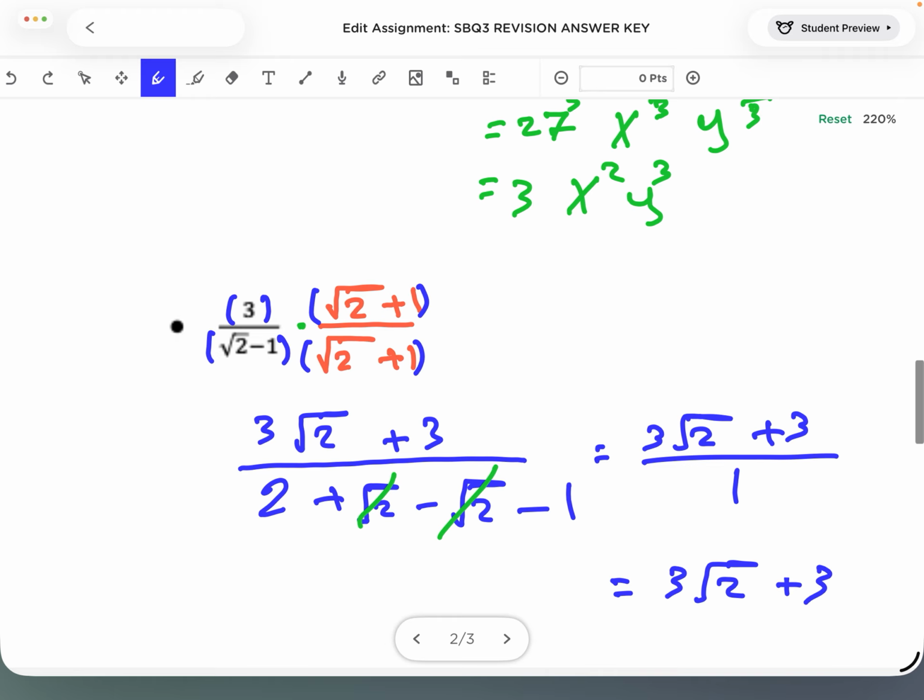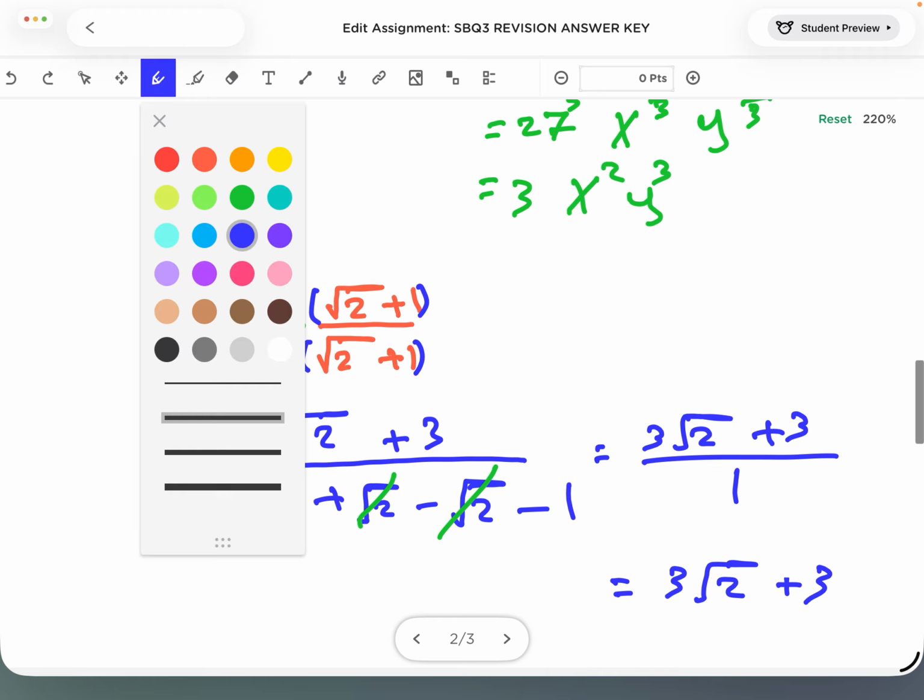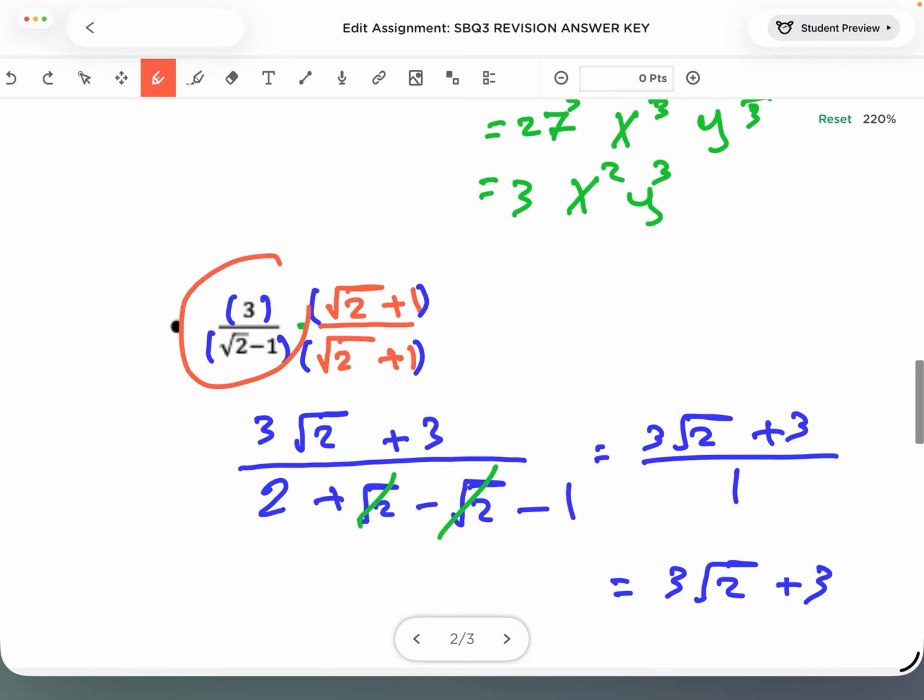In each question of these you can put the question itself in the calculator and you will get this answer. If you didn't get the same answer, that means that you have something wrong.